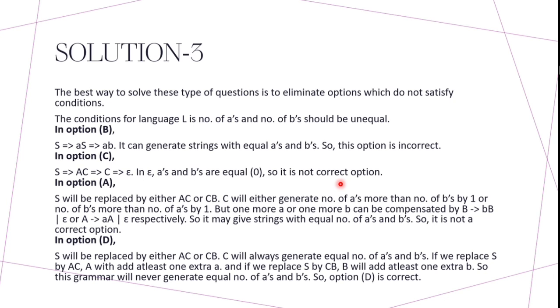Similarly, in option D, S will be replaced by either AC or CB. C will always generate an equal number of A's and B's. If we replace S by AC, A will add at least one extra A, and if we replace S by CB, B will add at least one extra B. So this grammar will never generate an equal number of A's and B's, which satisfies the condition. So option D is correct.